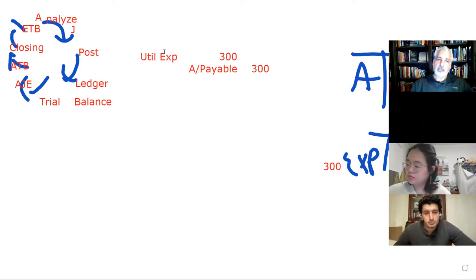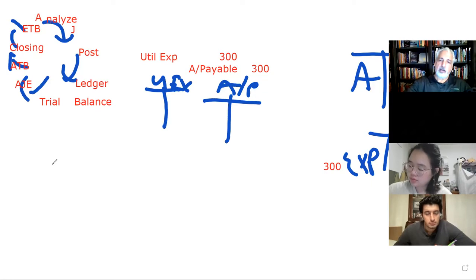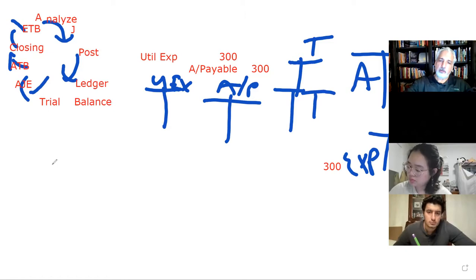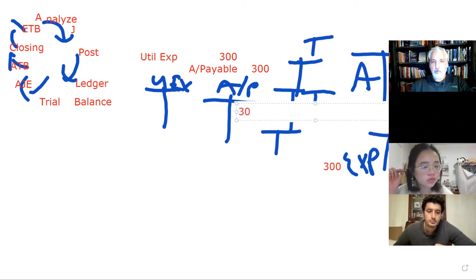I actually create T accounts. So I have a T account for utilities expense. I have a T account for accounts payable. I have a T account for every potential line item: cash, inventory, unearned revenue, sales revenue, equity accounts, liability accounts, assets, accumulated depreciation. But in this case, I'm going to credit my accounts payable for $300, and I'm going to debit my utilities expense for $300.